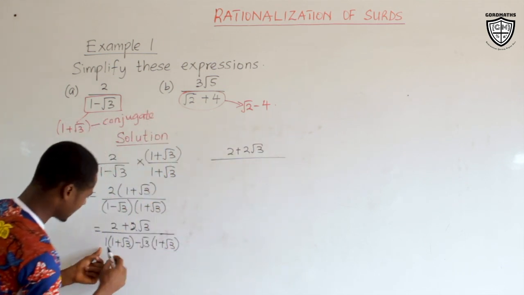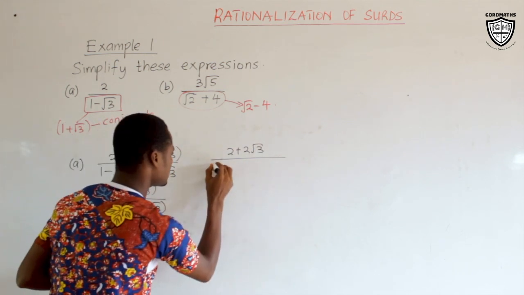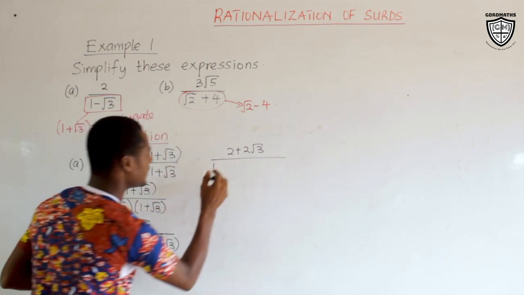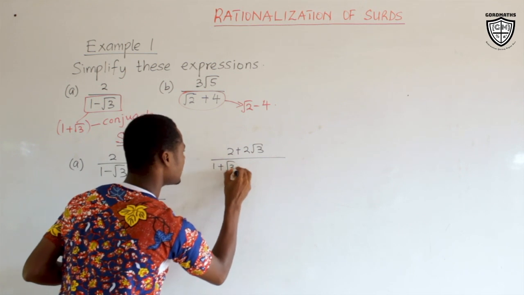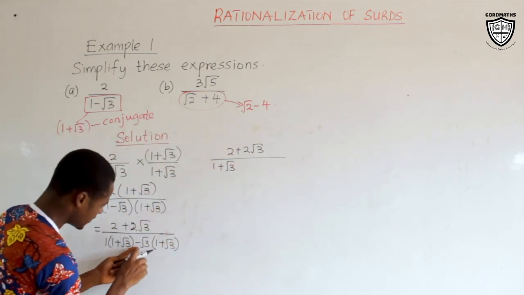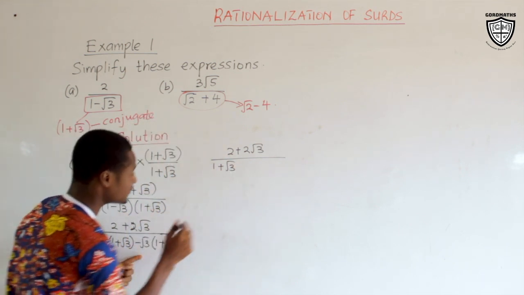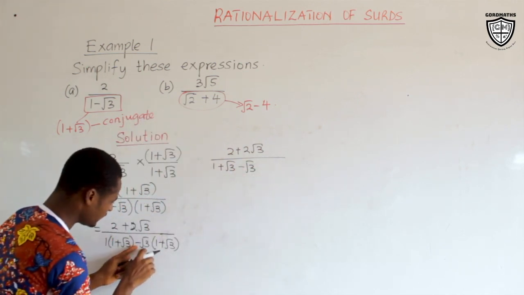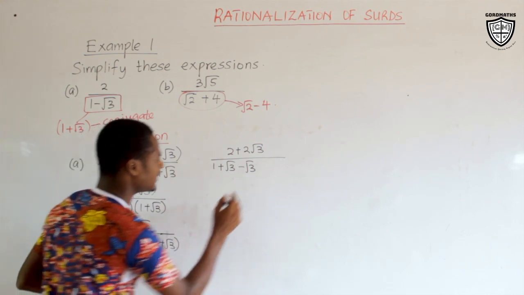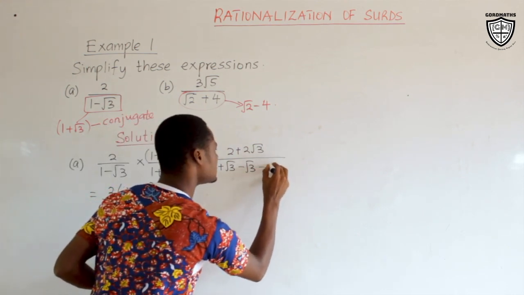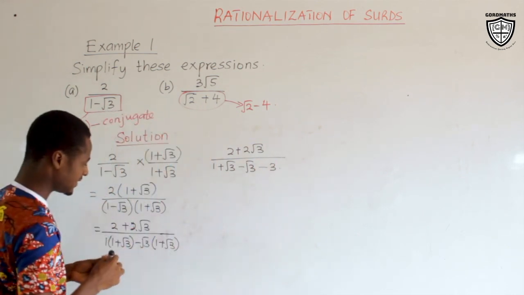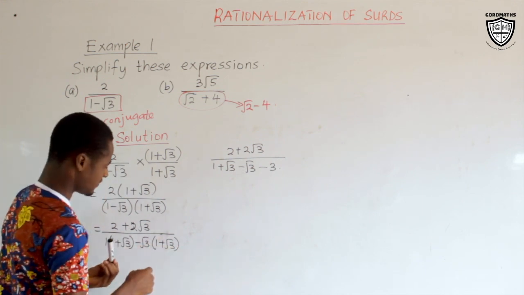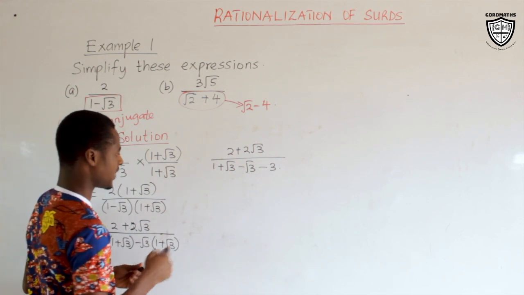Then at the denominator, 1 times 1 will give us 1. 1 times root 3 will give us root 3, or 1 root 3. When we come here, negative root 3 times 1 will give us negative root 3. And then negative root 3 times root 3 is going to give us negative 3. We have already learned that when the square root of a number multiplies the square root of the same number, the answer is that number.